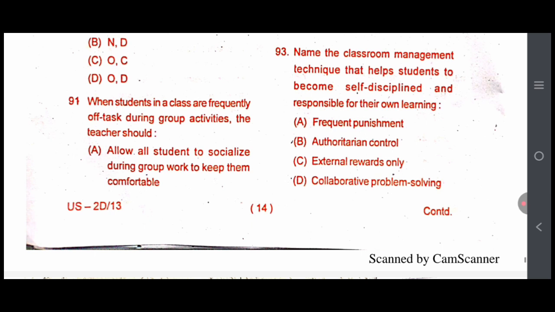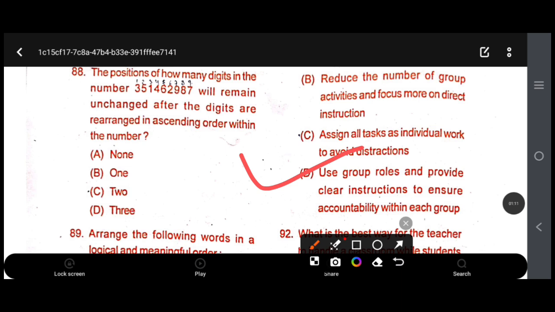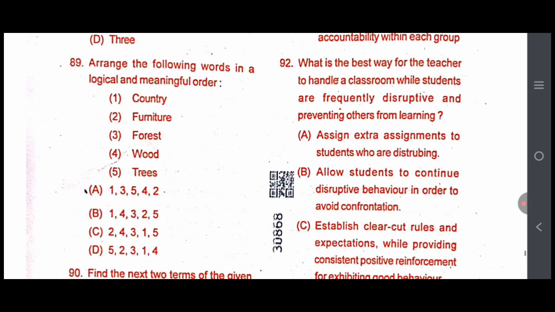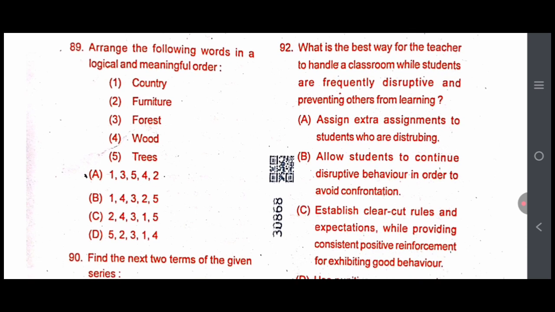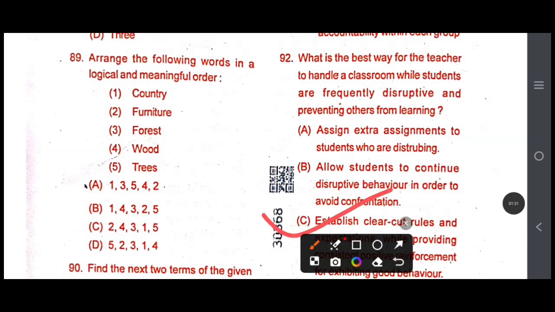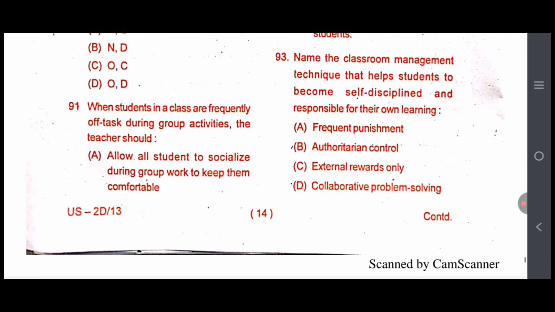in the class are frequently off task during group activity, the teacher should. The correct answer will be option D: the teacher should use group roles and provide clear instruction to ensure accountability within each group. What is the best way for the teacher to handle classroom while students are frequently disruptive and preventing others from learning? The correct answer will be option C: establish clear-cut rules and expectations while providing consistent positive reinforcement for exhibiting good behavior.